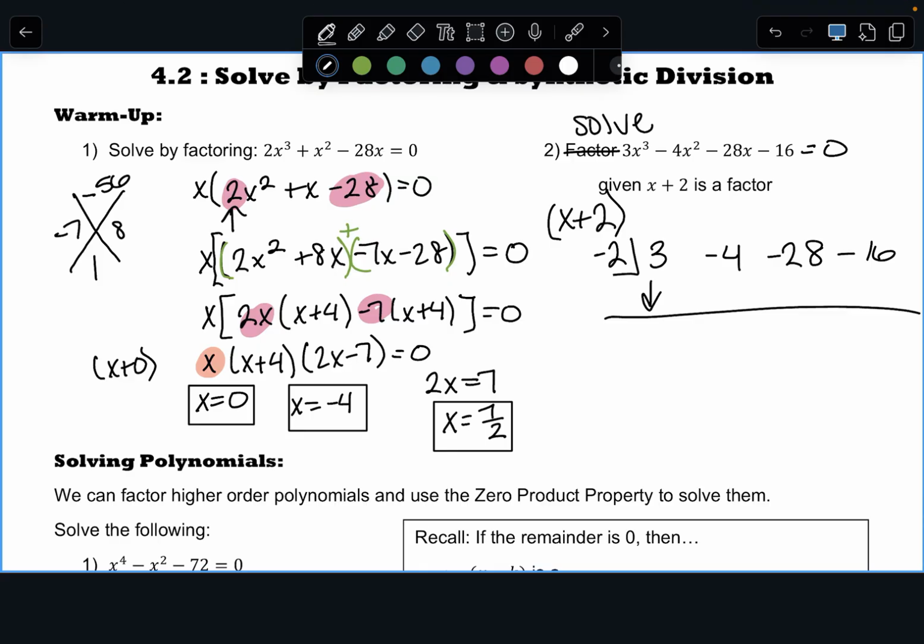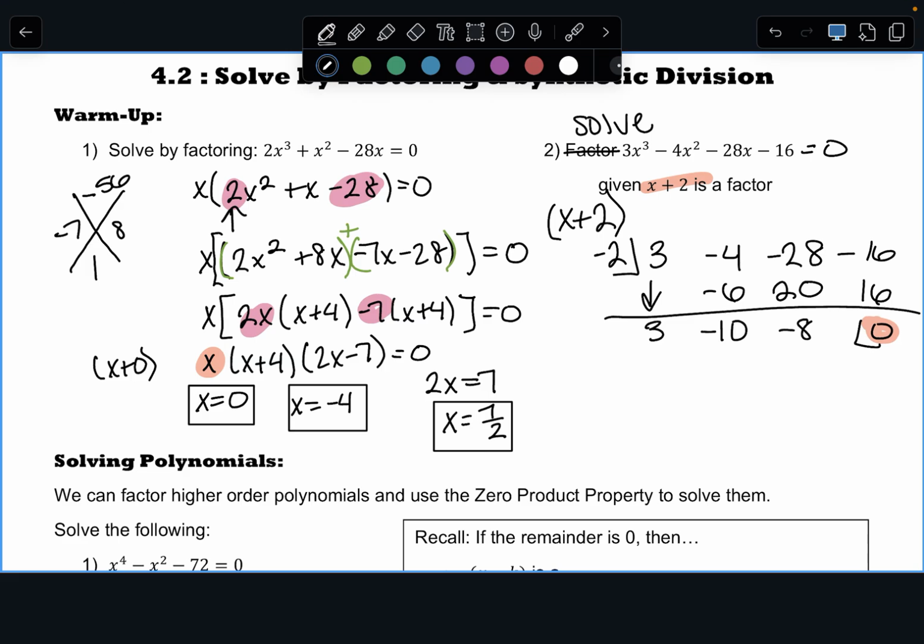Then I drop the baby mama with multiplication and addition. So we drop the 3 times -2 is -6. Plus -4 is -10. We get +20. Keep going, Brooke. -8. +16. 0. We knew that this last piece was going to be 0 because they told us that x plus 2 is a factor. If you do not get 0, you back up, you try again. Okay?